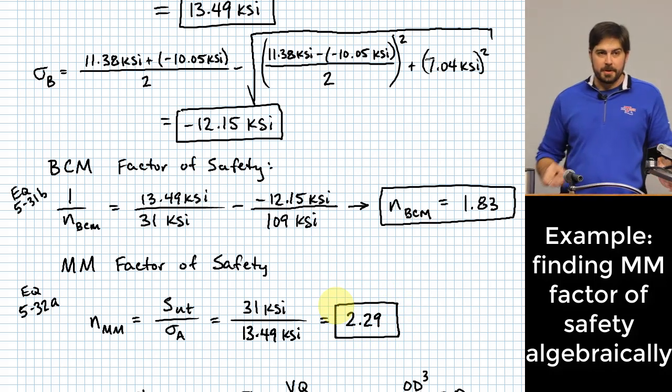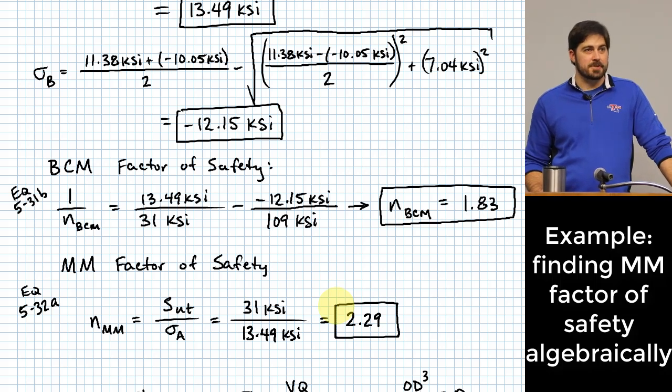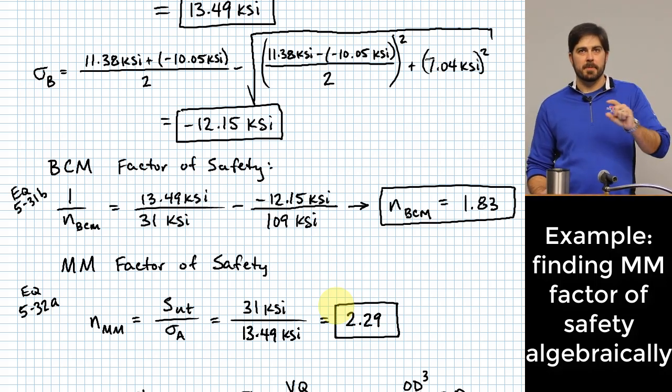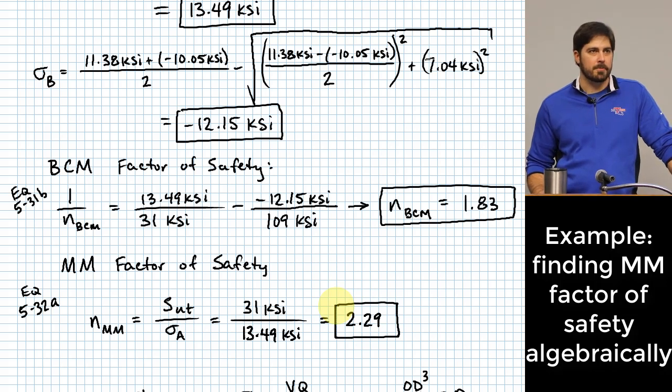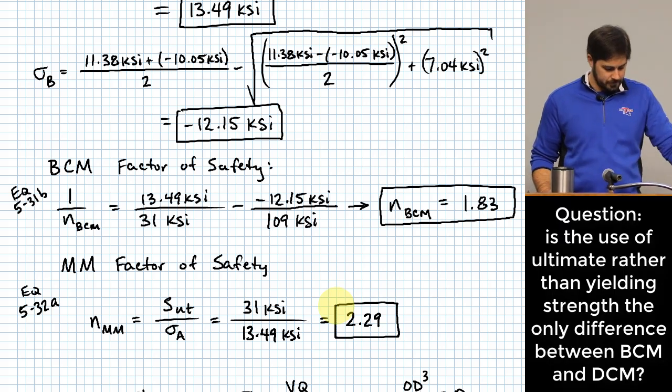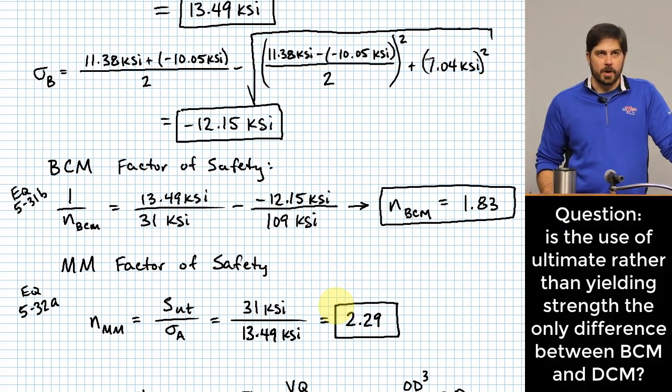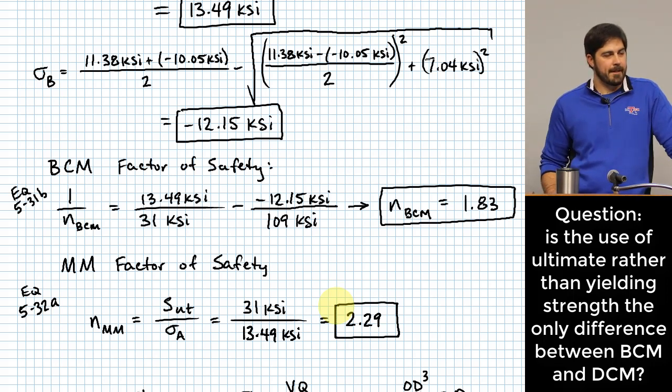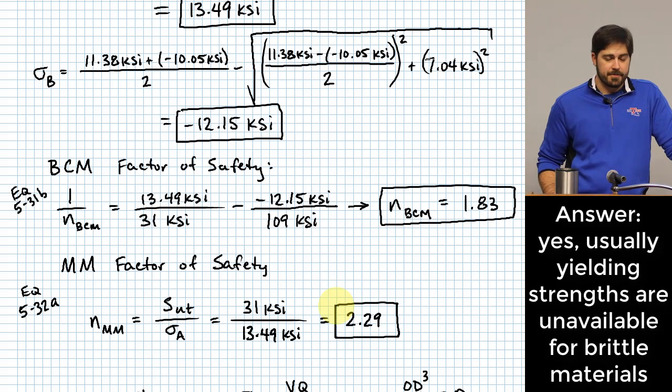This problem illustrates one of your worst case scenarios in terms of the difference between Brittle Coulomb Mohr and Modified Mohr. It's one of your biggest differences that you'll have for any state of stress. Yes, sir? The only major difference between Brittle Coulomb Mohr and Ductile Coulomb Mohr is that you use ultimate strengths for brittle? That's right. For brittle materials, very often they will not publish any sort of yield strength, because a lot of times it doesn't make sense to try to publish that data. So there really isn't a difference, no.